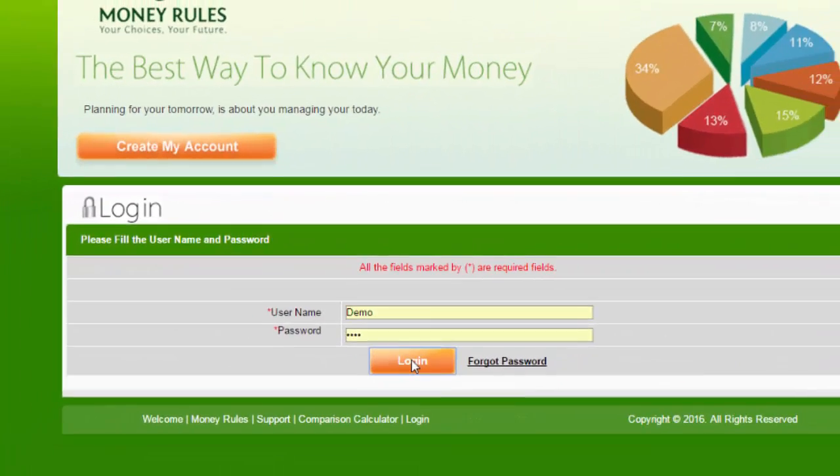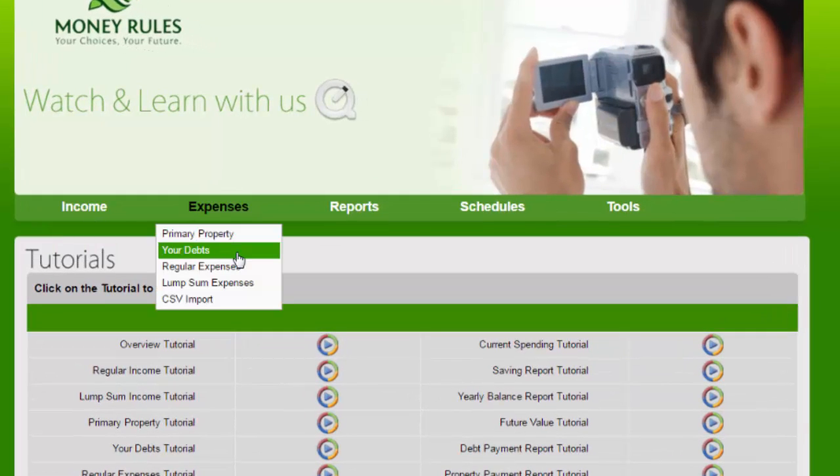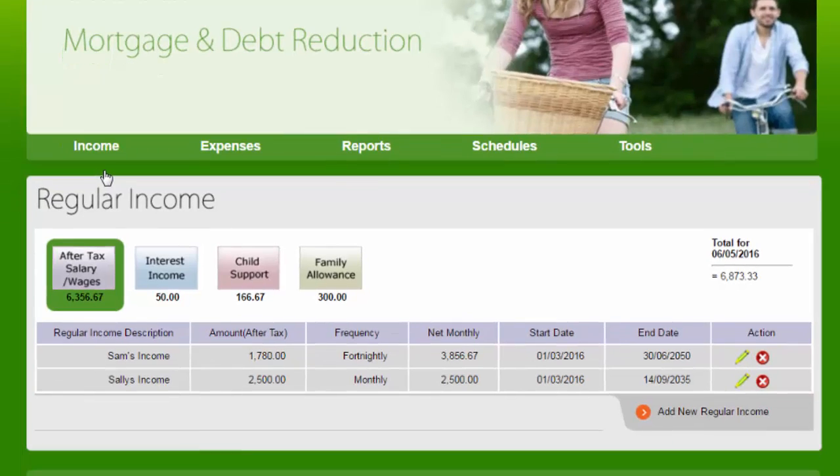Enter your name and password, get into the program. All programs need to have an income, an expenses, and personal debts. And then we'll go and have a look at the reports. Regular income, nothing hard here. We're looking at after-tax salary, Sam's income, Sally's income, between the two of them, roughly $6,300 a month.